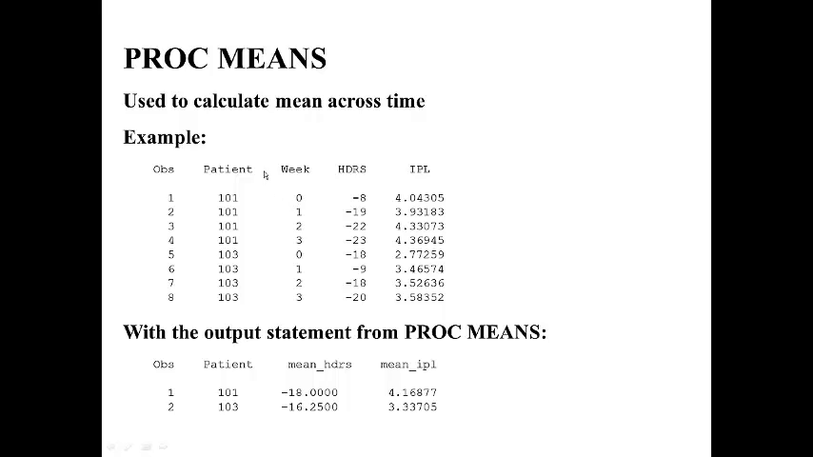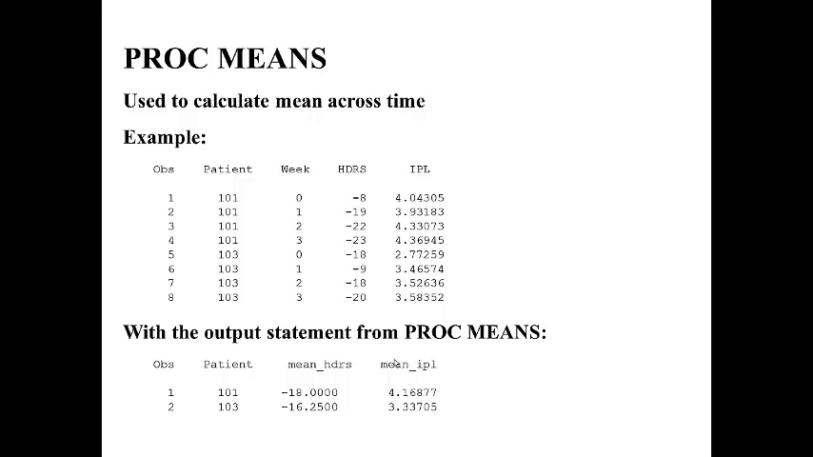And so if we use PROC MEANS and an output statement, notice we have in our new data set just 2 observations, the 2 patients, 101 and 103, and we had the mean levels of the Hamilton Depression Score and the mean level of the imipramine drug plasma level. This just provides the summary measure across all the weeks for that particular patient. So there are some limits to just using the output statement from PROC MEANS to collapse and get a single observation per patient.